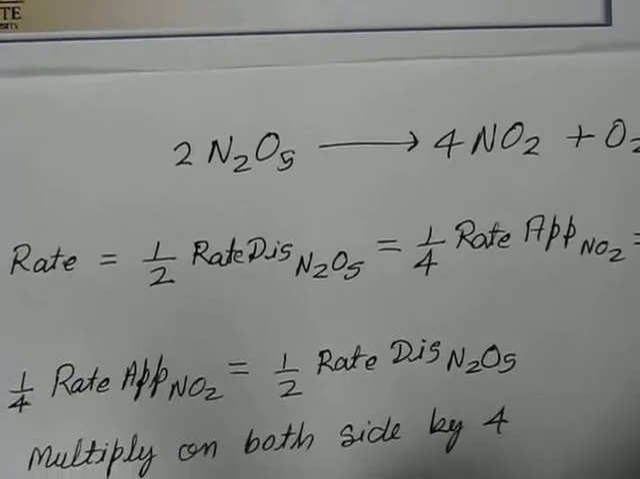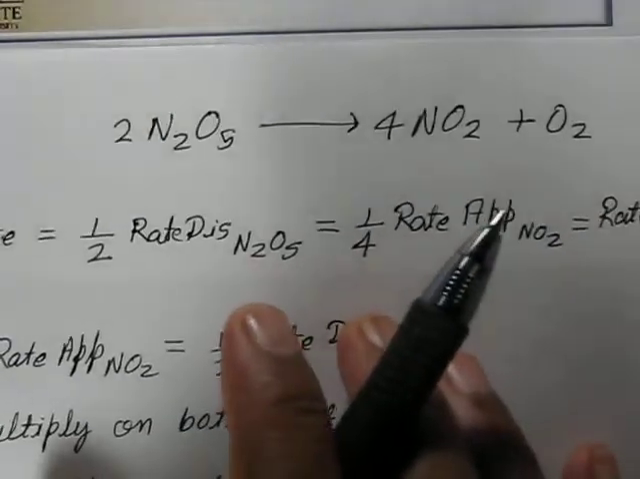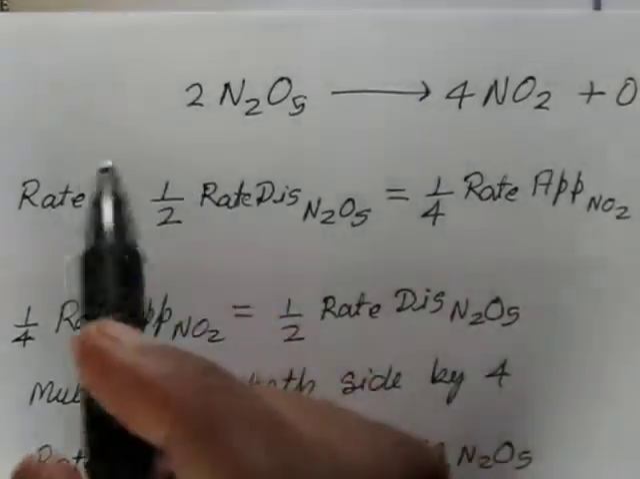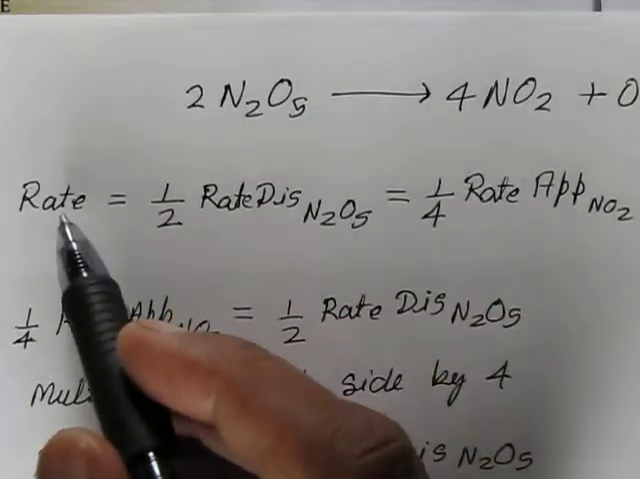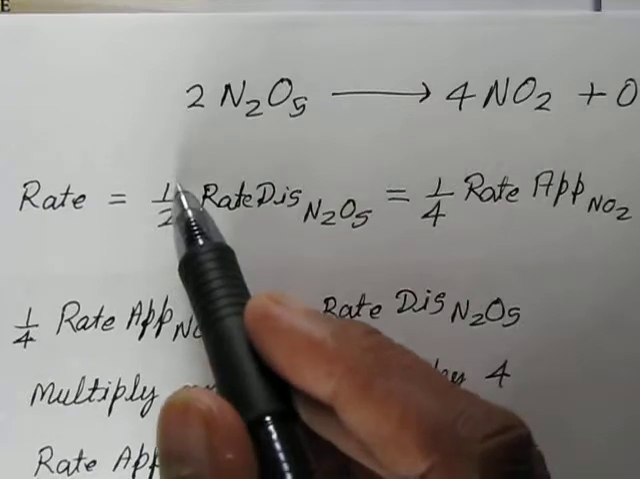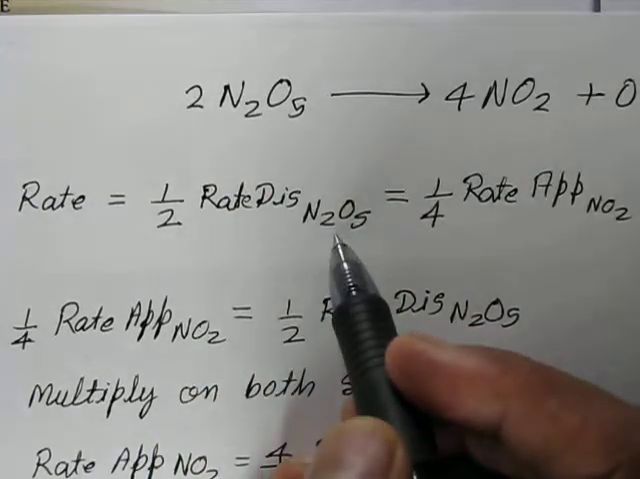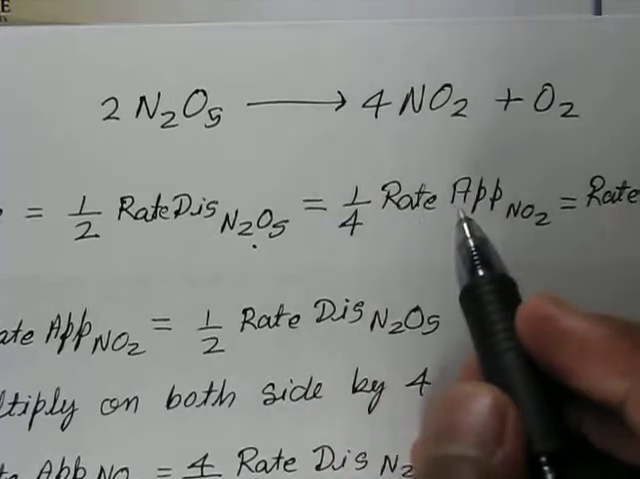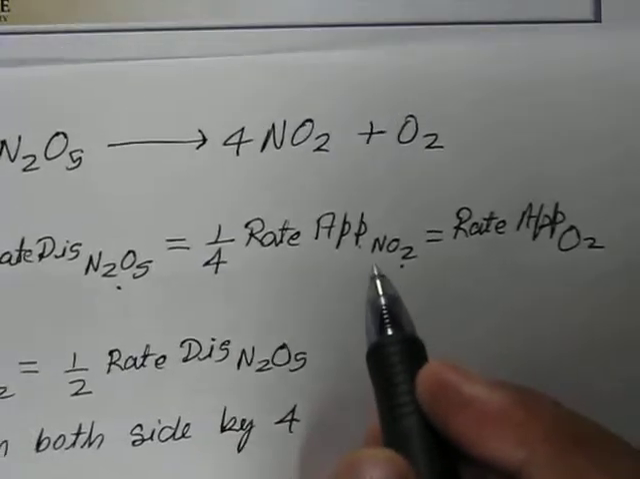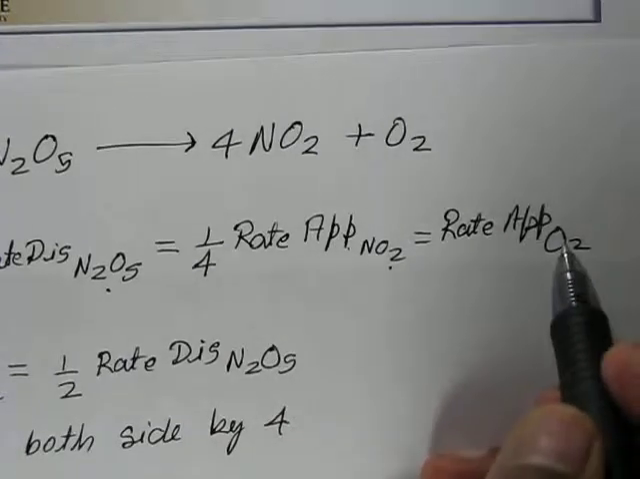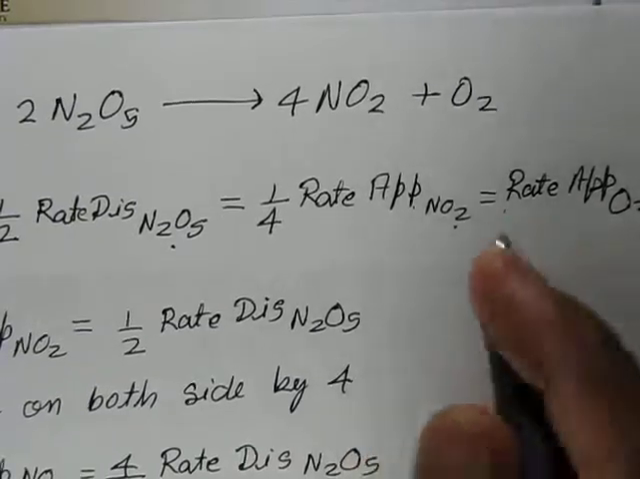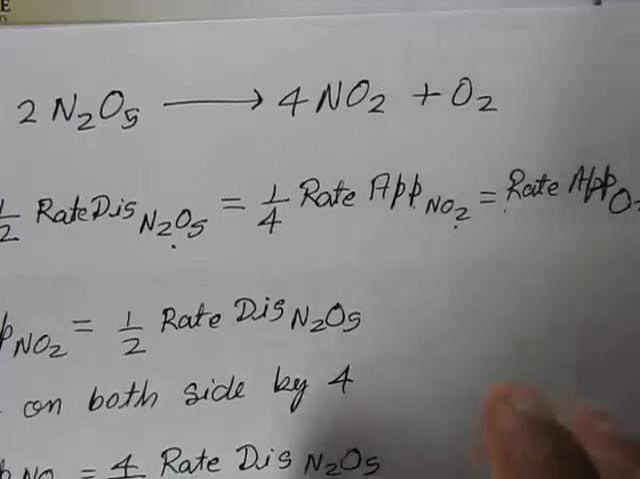So we'll first write the reaction, making sure it is balanced, and we have to find the relationship between each. So the rate of reaction will be equal to 1 over 2 the rate of disappearance of N2O5, which will be equal to 1 over 4 the rate of appearance of NO2, and that will be equal to the rate of appearance of O2 without any fraction, because the coefficient is 1.